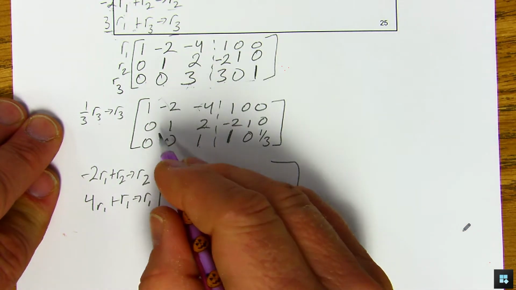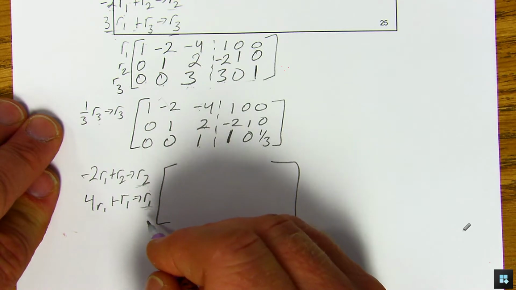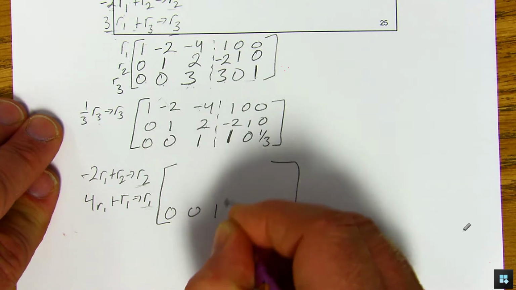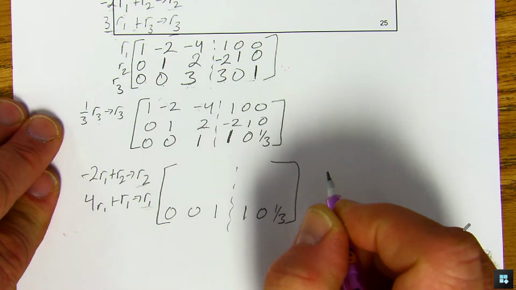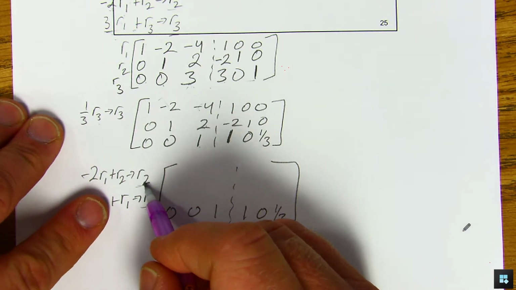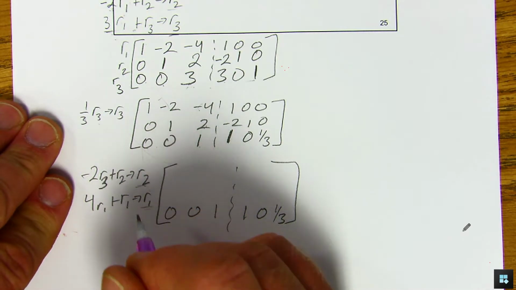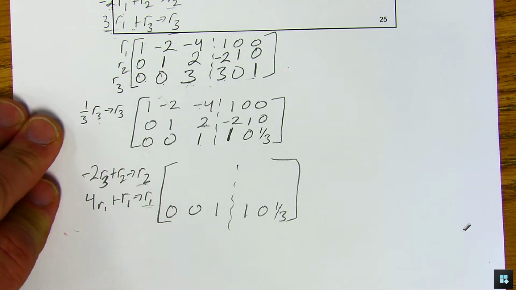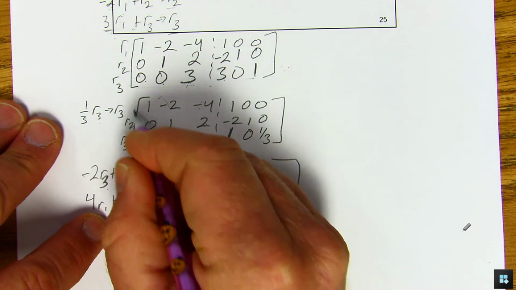The only one that doesn't change here, because we're going to change row 2 and we're going to change row 1, is row 3. So I'm going to put row 3 in, 0, 0, 1, 1, 0, a third. Now to get row 2, I'm going to take -2 times row 1. Sorry, this should be -2 times row 3. I so apologize. This should be -2 times row 3, add it to row 2. So -2 times row 3. Remember, this is row 3, row 2, row 1.